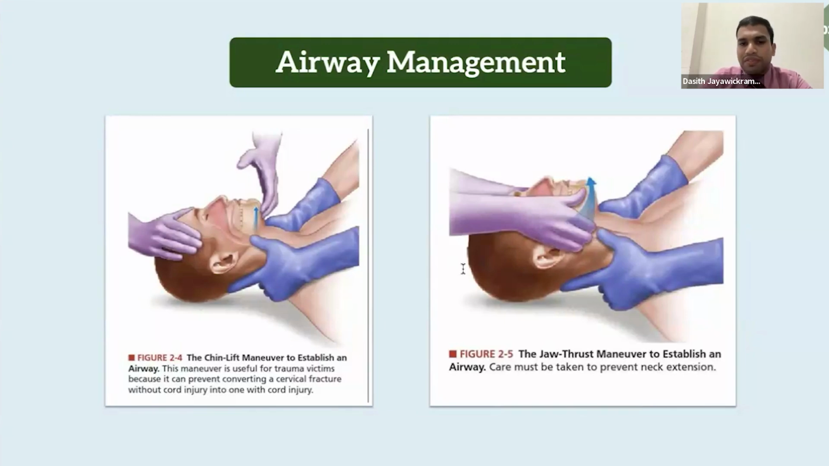Just to say, the chin lift is where, as in the photo, we are basically lifting up the chin from the angle, from the mentum. And for the jaw thrust, we are lifting the jaw up at the angle of the jaws. So these two maneuvers lift up the tongue and open up the airway.